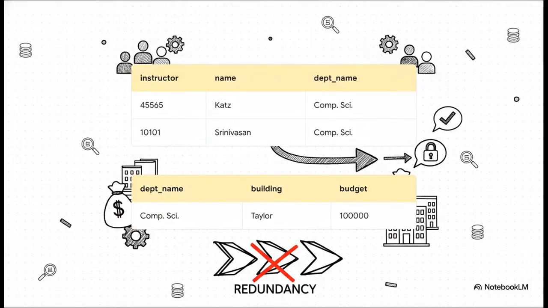And here it is. This is the result of normalization. That one big table has been split into two beautiful, clean ones, an instructor table and a department table. Now, the budget for computer science is stored in exactly one place. The tables are linked neatly by the department name, and what we have is a design that's efficient, reliable, and totally free of that dangerous redundancy.